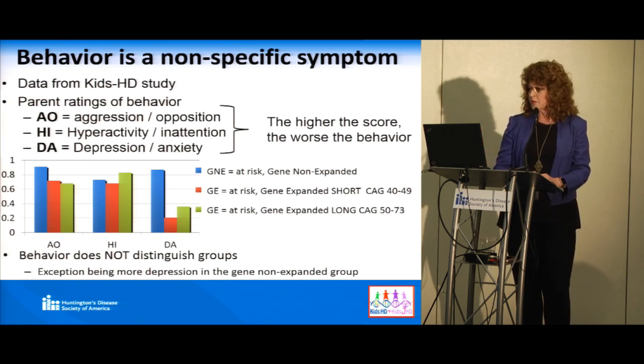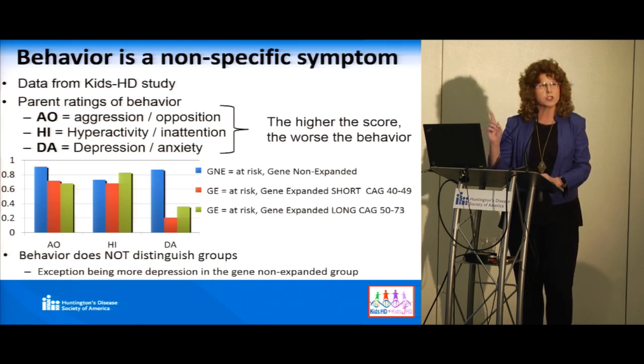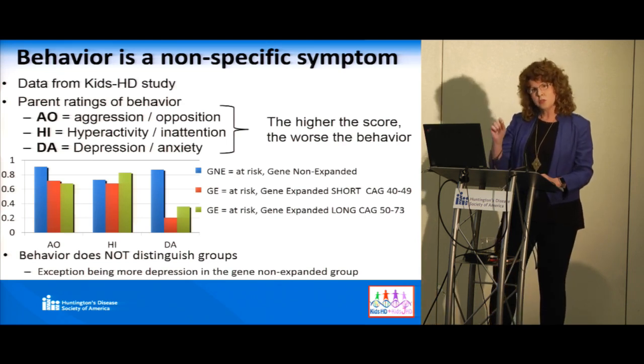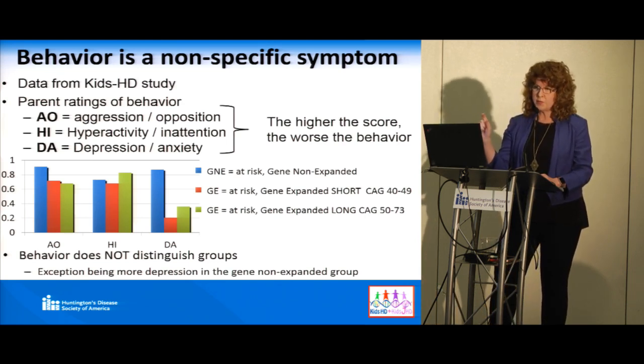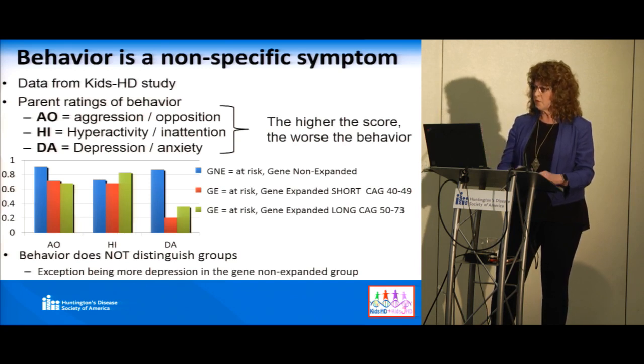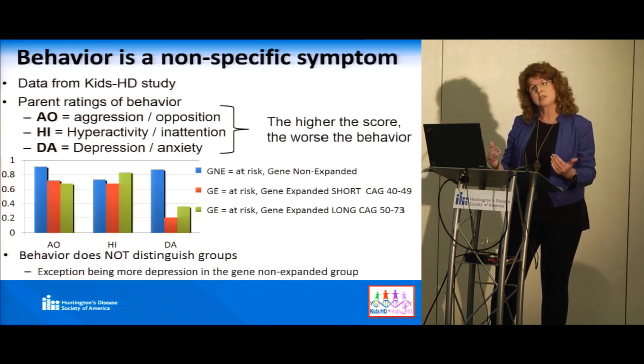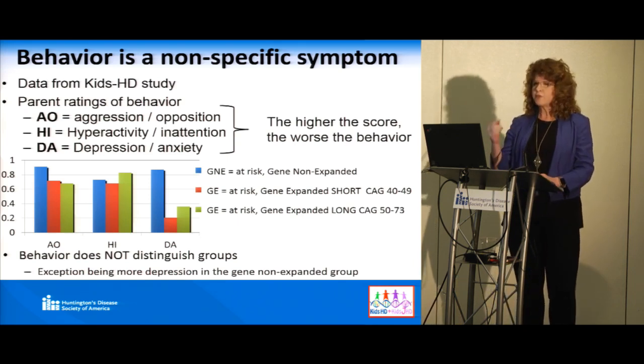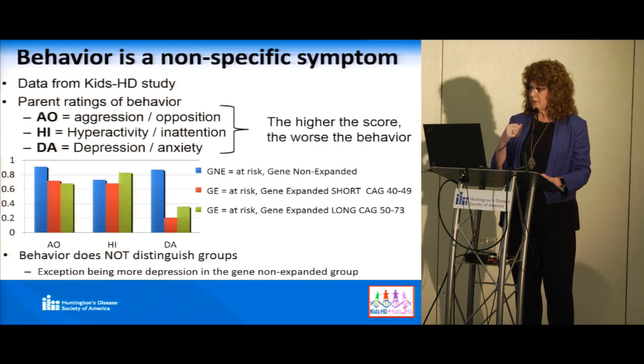So the blue bar is children who are gene non-expanded. So remember, the blue bar is children who are not going to develop Huntington's. They do not have the gene. They don't have the mutation. But the ones who do have the gene, I split up into two groups. One of them was gene expanded, but the CAG repeat was somewhat short, 40 to 49. And then the other children were also gene expanded, but they had a much higher repeat, so they had 50 to 73. And once again, these are children before they've had the onset of the disease.